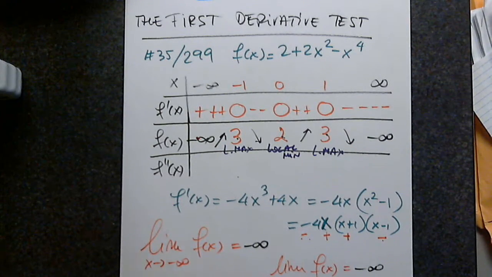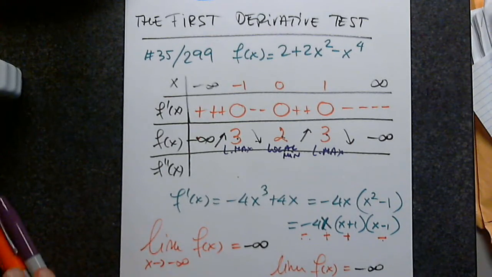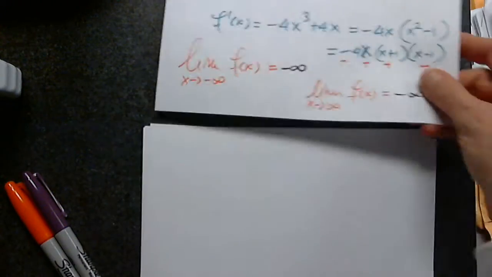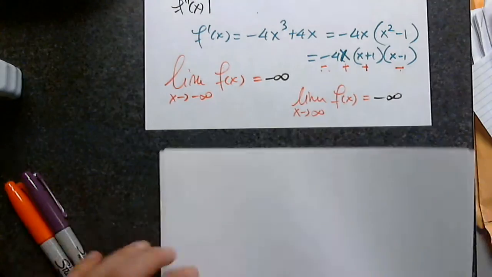Now, let's continue because the problem is asking us to find the intervals of concavity and the inflection points. So that's our next step. And then we'll come back to the problem because it's not finished. And then we'll graph the function.